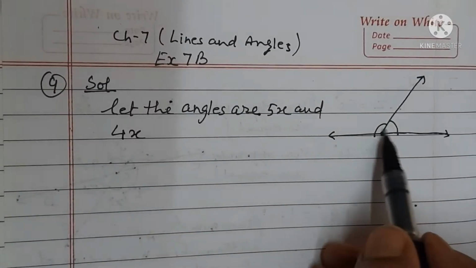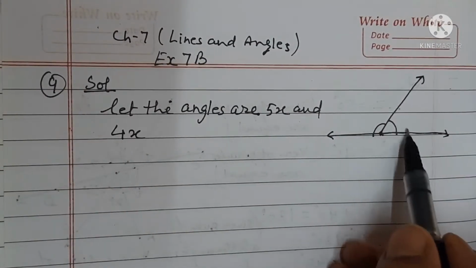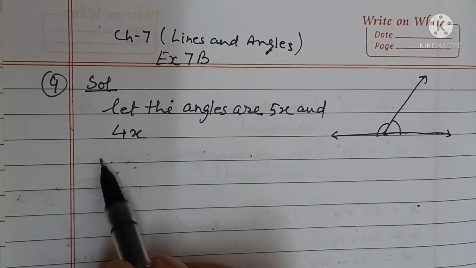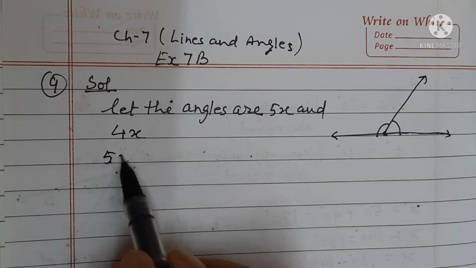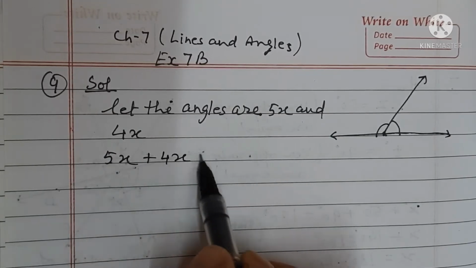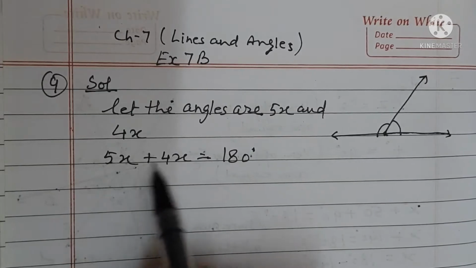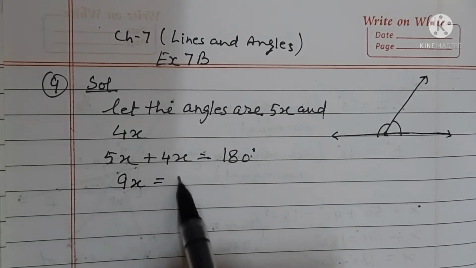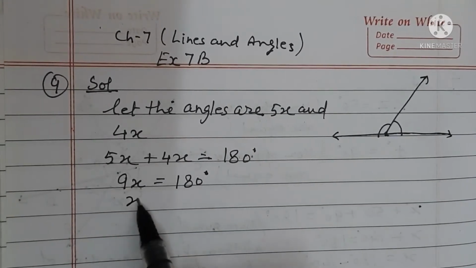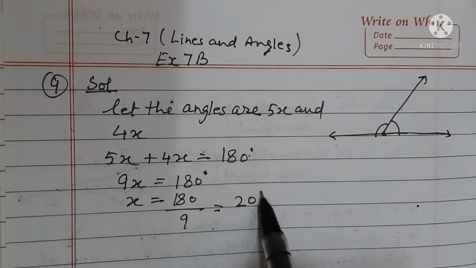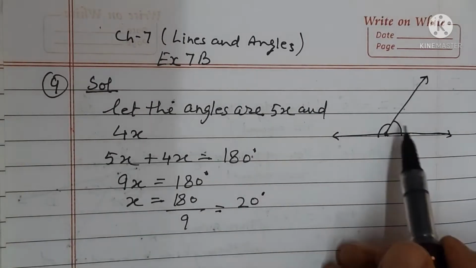The sum of the angles, because they form a linear pair, will be 180 degrees. Write down 5x plus 4x is equal to 180 degrees. 5 and 4, 9x is equal to 180 degrees. x is equal to 180 upon 9, which is 20 degrees. And now find each angle.